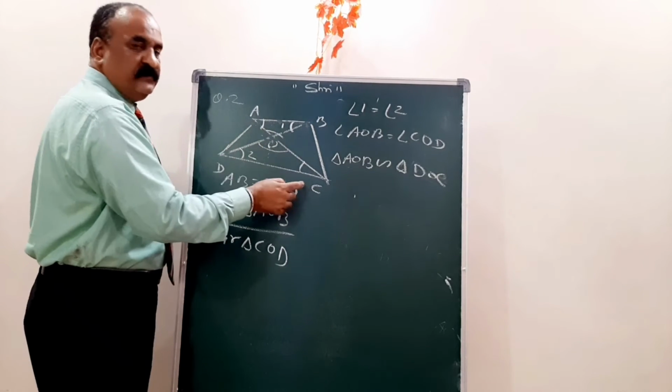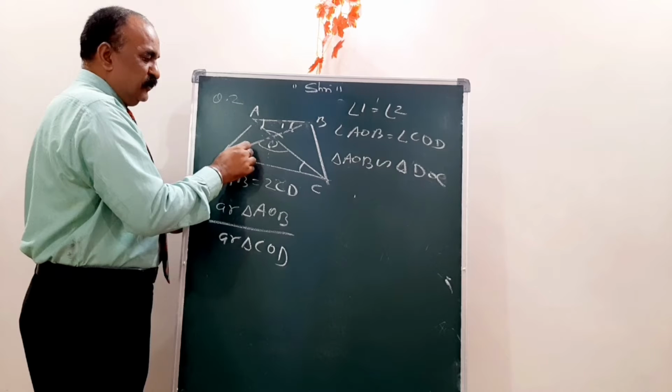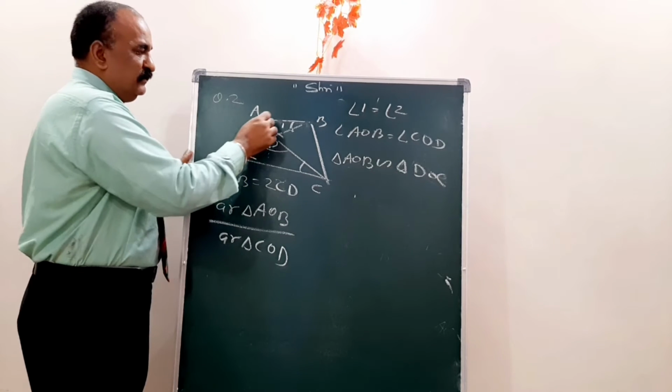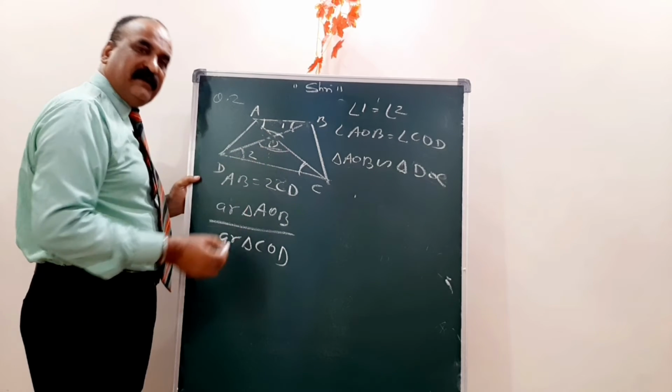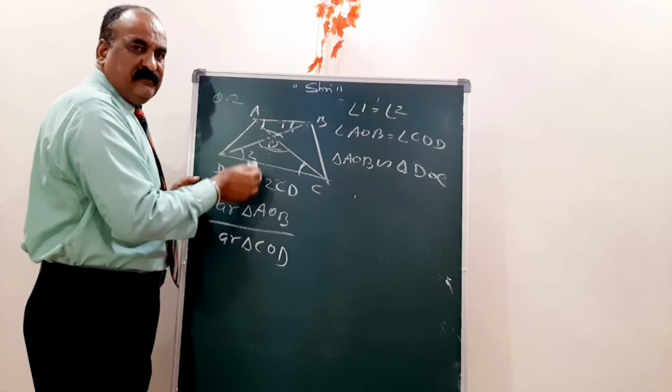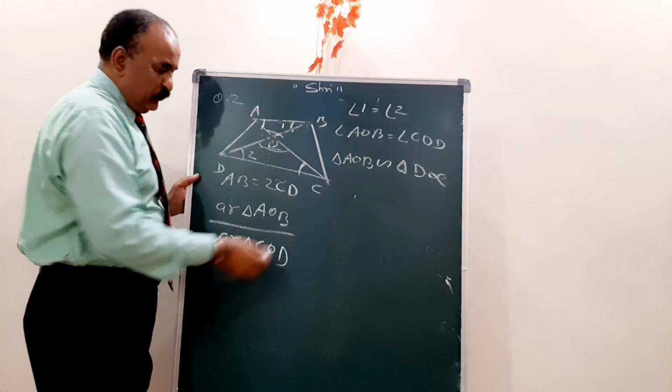AOB and DOC. This angle is equal to this angle, alternate angles. This angle is equal to this angle, alternate angles. This angle is equal to this angle, vertically opposite angles. Both the triangles are similar. It means the sides are in proportion.